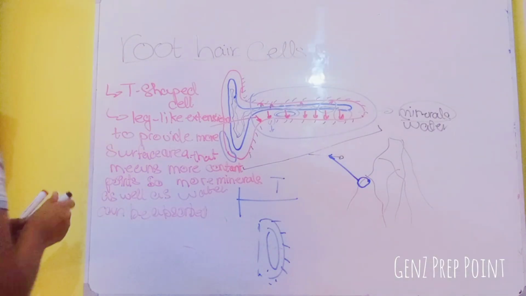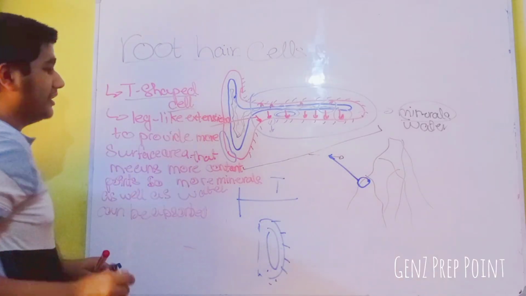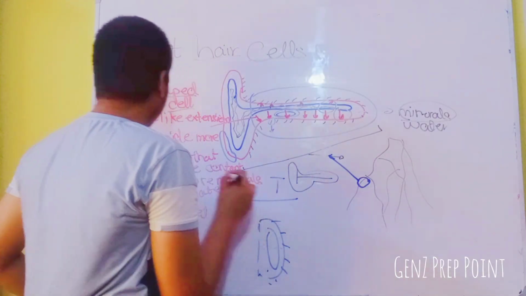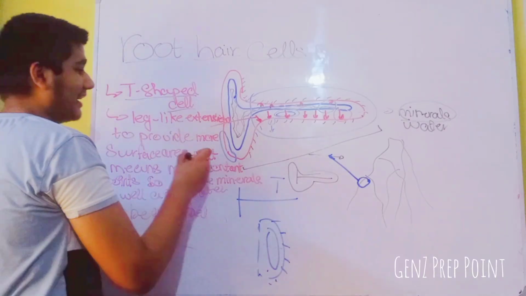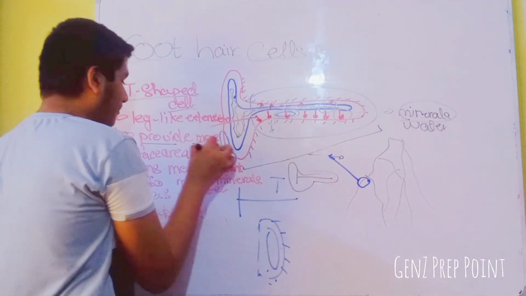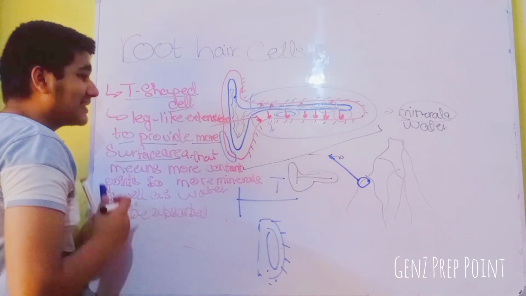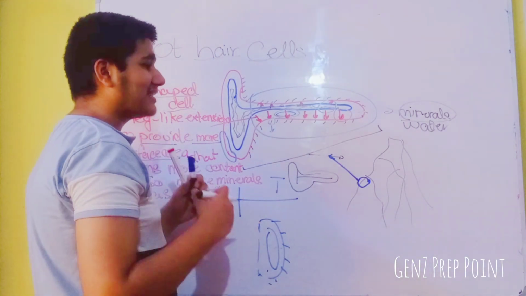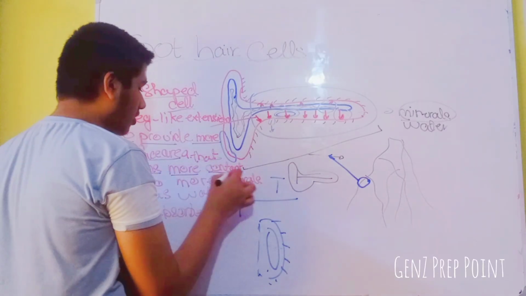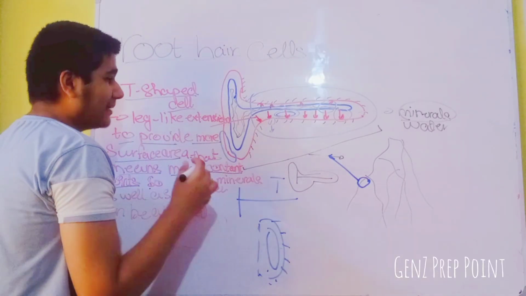If you focus, I have written a T-shaped cell. You can all see it's a T-shaped cell, a letter T. This is a leg-like extension to provide more surface area. It gives more surface area, it takes more space. That means more contact points.